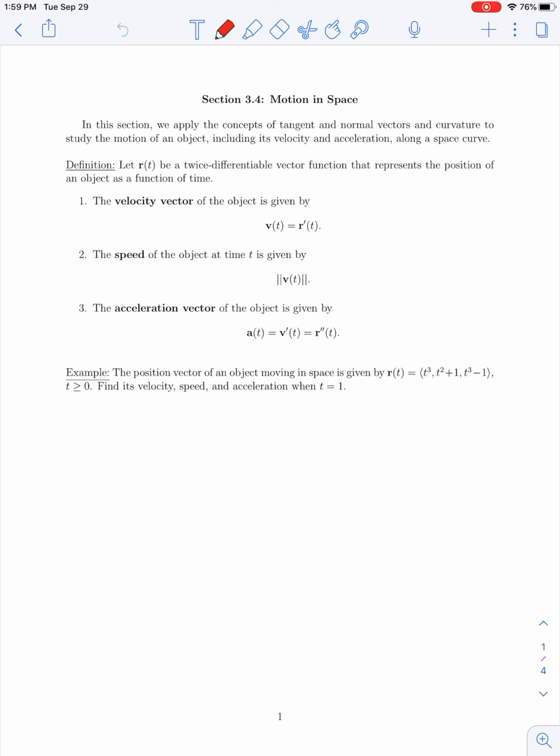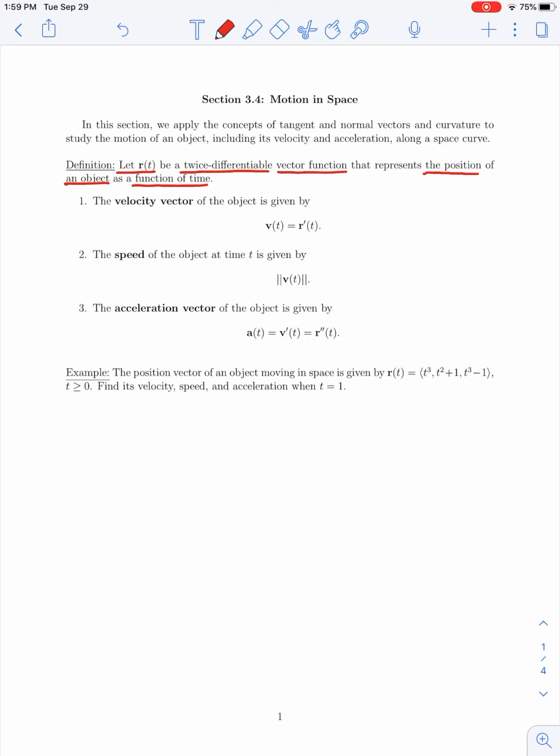So in the beginning of this section, we're going to talk about velocity, acceleration, and speed of an object. So let's introduce these concepts with the following definition. Let's suppose that r of t is a twice differentiable vector function, which can be used to represent the position of an object as a function of time. If this is a 3-dimensional vector function, its graph is some space curve, and we're going to view this curve as an object's trajectory through space over time.